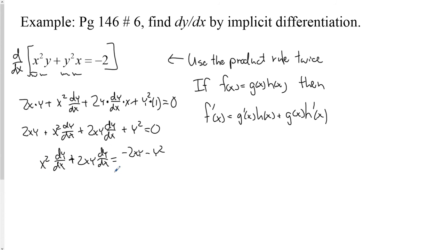Okay, and so now, and this is going to be a technique that you use quite a bit, since I have all of my terms of dy over dx on the left-hand side, both of these two terms have dy over dx as a common factor. So I'm going to factor that out, dy over dx. And then when I take this first term and divide out dy over dx, I'll get x squared. And when I take the second term and I divide out dy over dx, I'll get 2xy. And that's still equal to negative 2xy minus y squared.